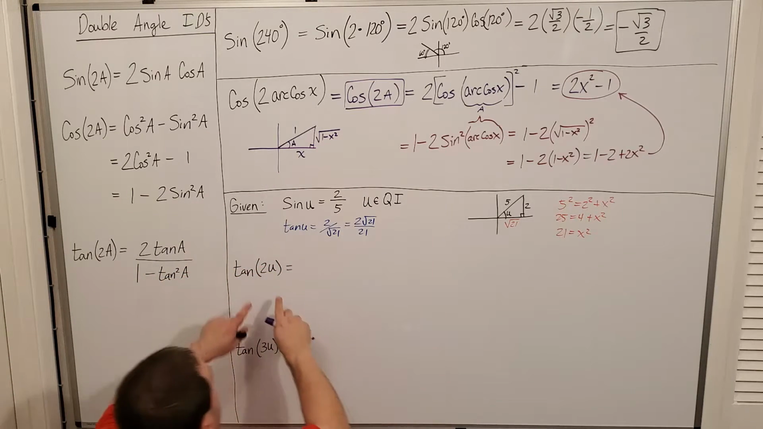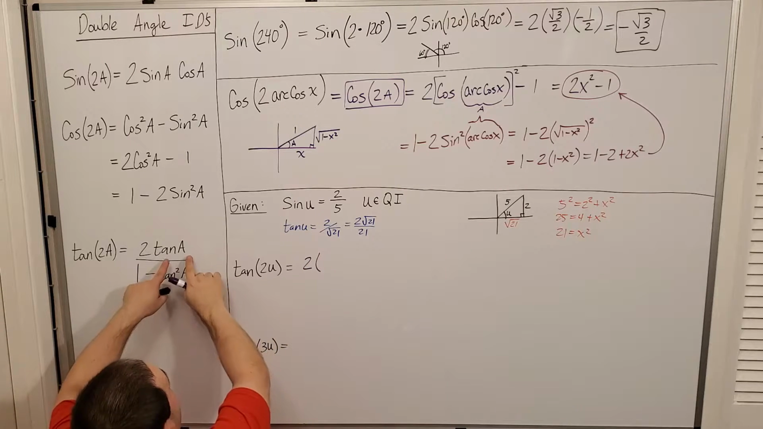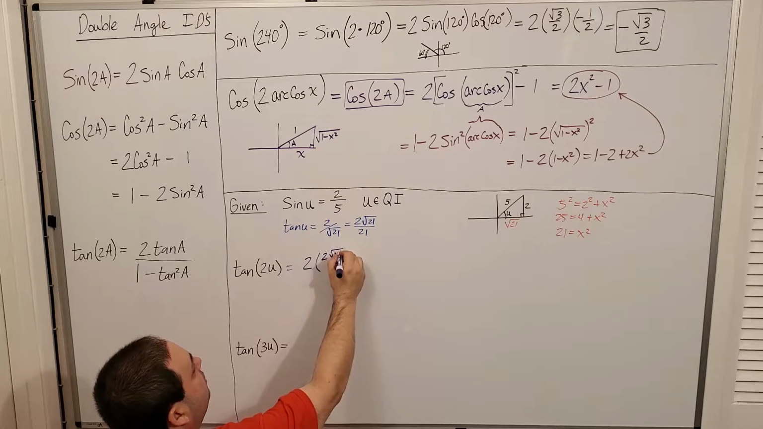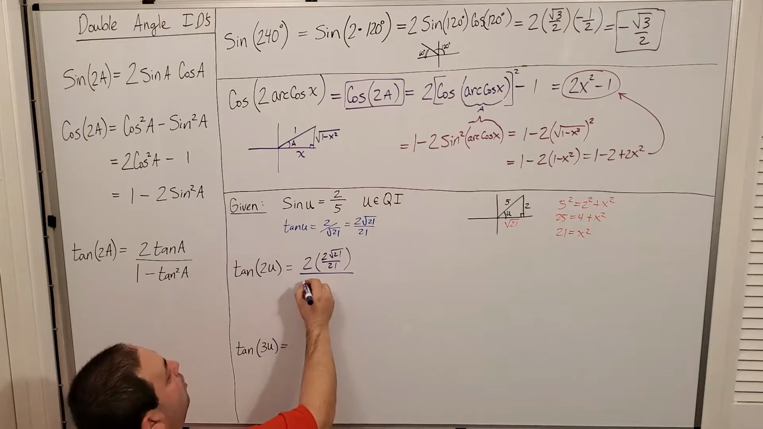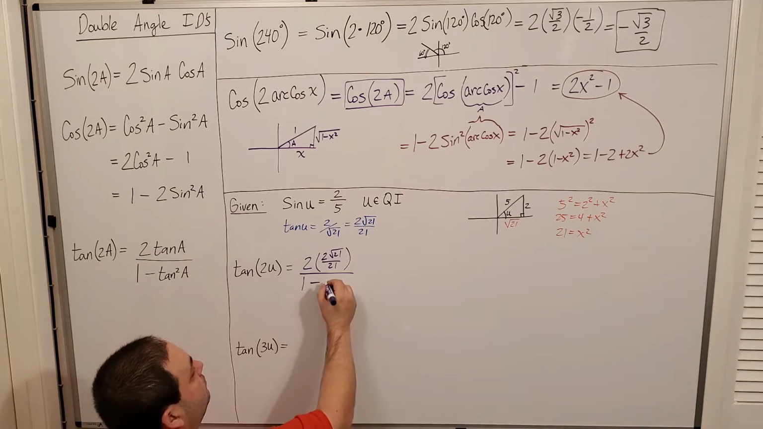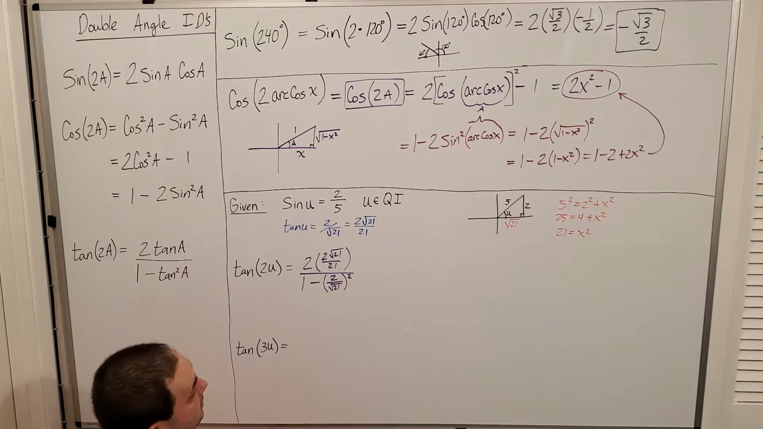So tangent of 2u is going to be 2 times the tangent of u, which is this. I'll go ahead and use this one, 2 square root of 21 over 21, over 1 minus the tangent squared of u. Okay, now watch this. I'm going to use the 2 over square root of 21 here, like this. What I'm doing is saving myself a little bit of multiplication here.